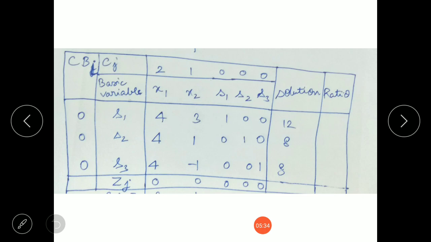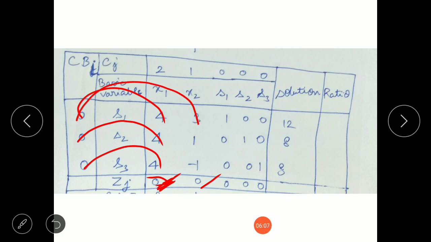So for finding the Zj, as I've already told you in the previous slides, how we used to find the Zj? For finding the first element in the Zj row, we used to multiply the elements of CBi with the column corresponding to this element for which we need to find. So it will be 0 into 4 plus 0 into 4 plus 0 into 4, which will come out to be 0. Again, for finding the second element of the Zj row, it will be 0 into 3 plus 0 into 1 plus 0 into -1, which will come out to be 0. In the similar way, we can find all the elements of the Zj row.